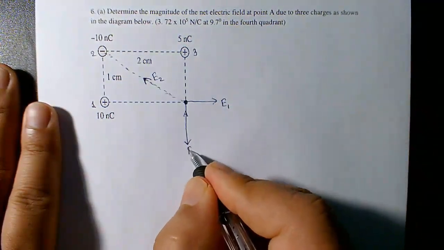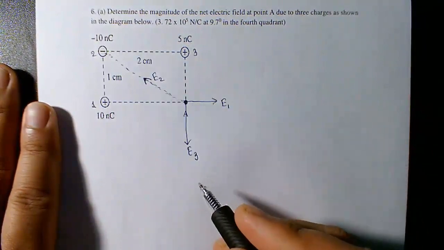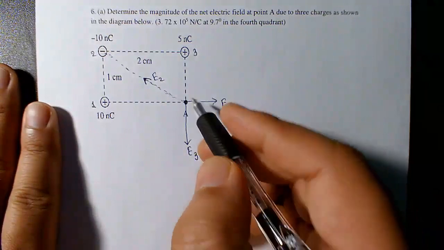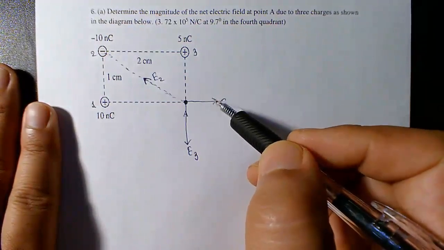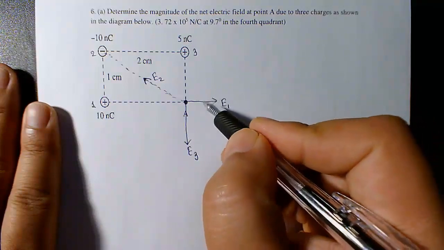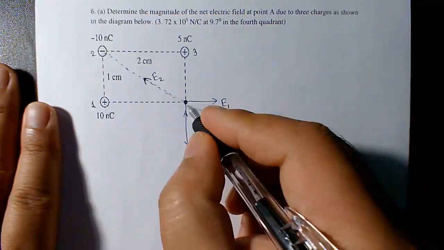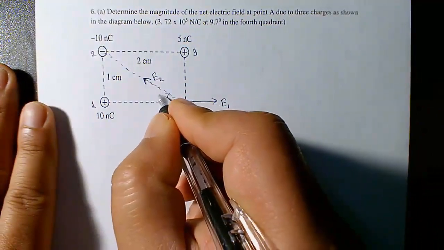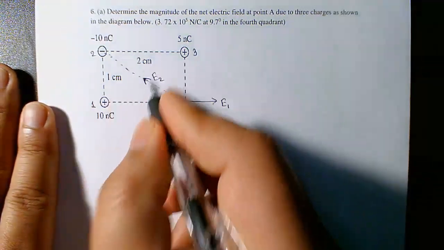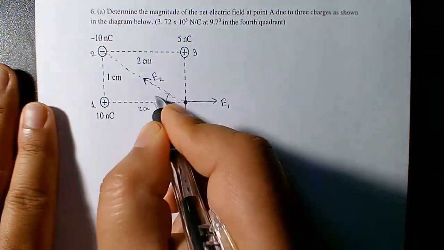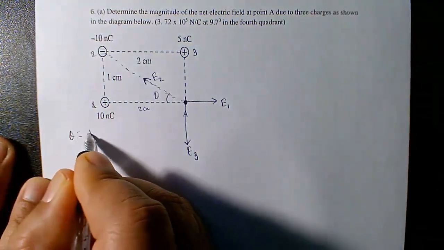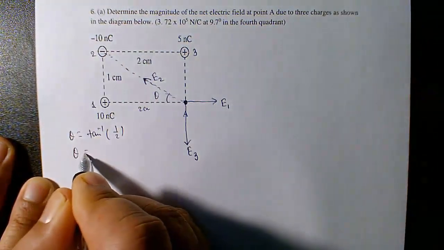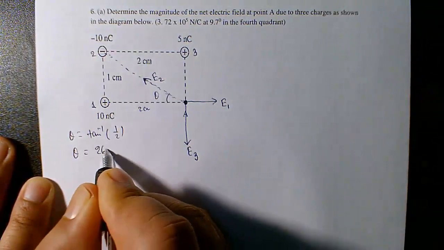So these are the individual electric fields due to the 3 different charges. Now the problem is to find the net electric field, which is just the vector sum of E1, E2 and E3. To do the vector sum, you might need this angle. This is 2 centimeters, 2 centimeters, so theta from trigonometry is inverse tan of 1 divided by 2, half. That theta will be 26.6 degrees.